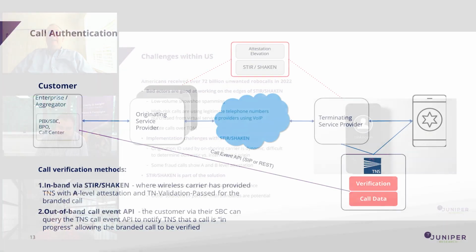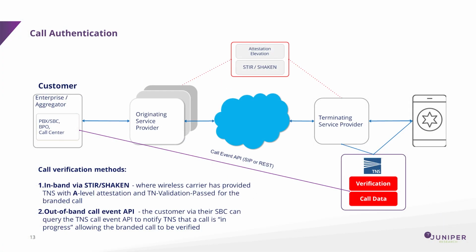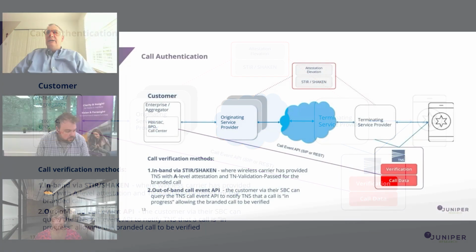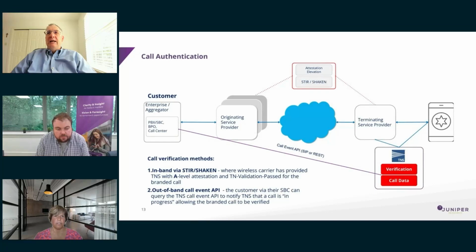So if we move to the next slide, STIR/SHAKEN clearly is one solution. We've also developed out-of-band solutions that I mentioned, and that's going to really be required to deliver the rich content, call intent, call logo, verifying that it's from that particular enterprise. So we've created an out-of-band call event API that tells us, hey, we're about ready to make this call from an enterprise perspective. And then we will know that call is truly from that legitimate healthcare provider.